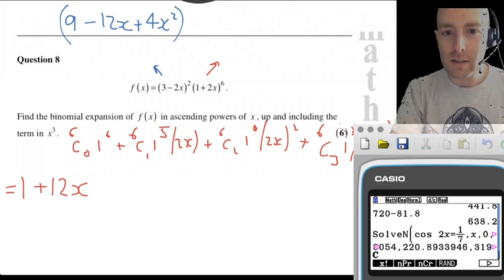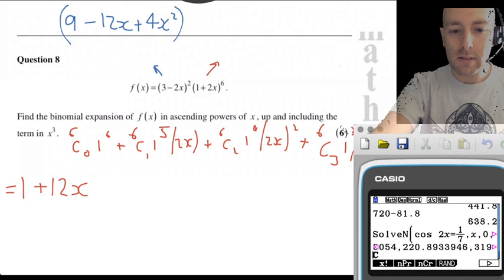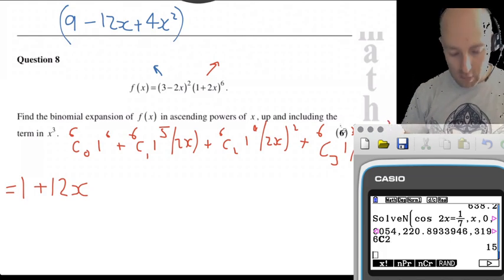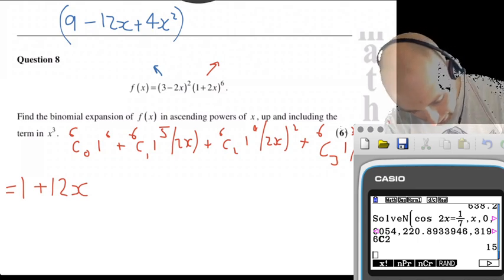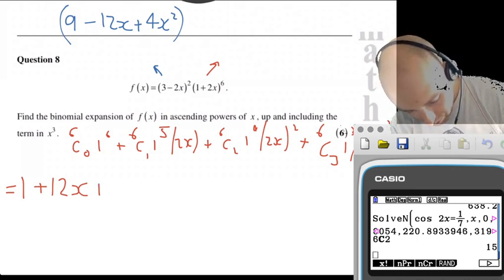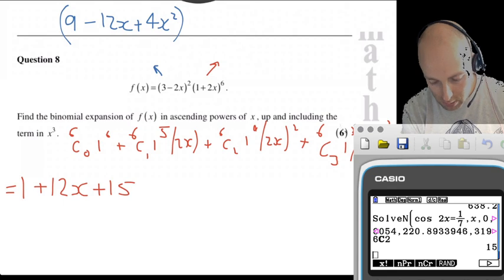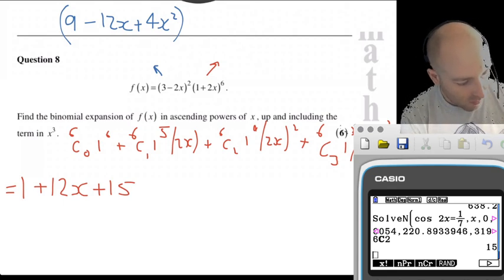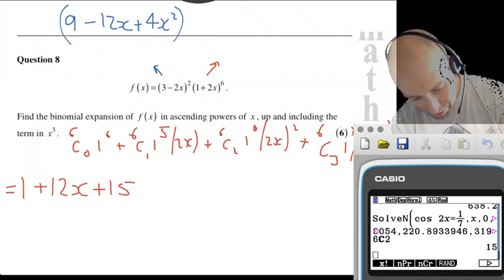And it just puts the C in, so then you might want to go left and do 6C2, so 15. So we get 15 times 1 times 2 squared. 2 squared is 4, so 15 times 4 gives me 60 as my coefficient here.